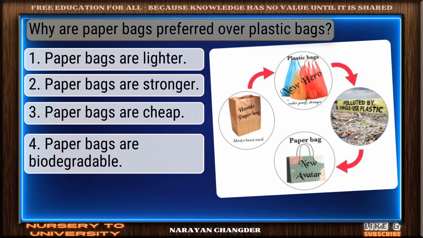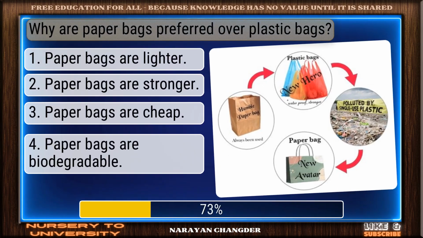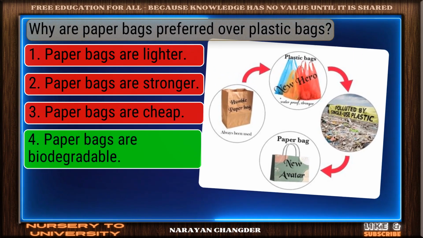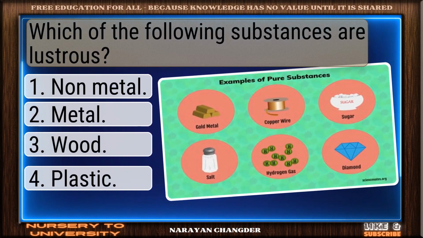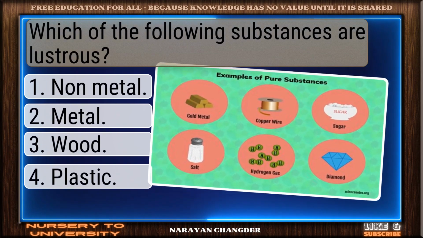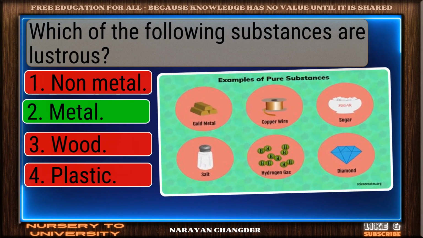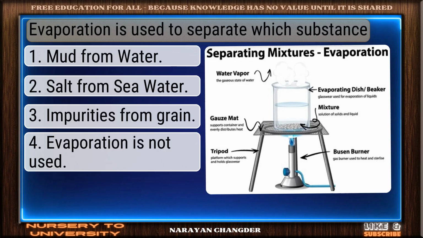Why are paper bags preferred over plastic bags? Excellent. Paper bags are biodegradable is a brilliant choice. Which of the following substances are lustrous? Perfect. Metal is the correct choice.